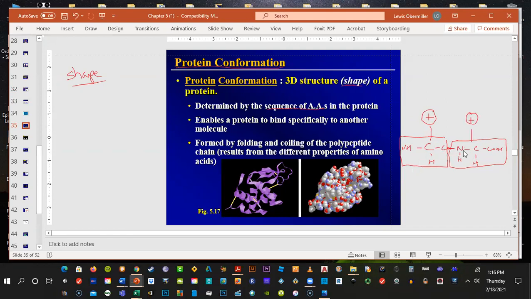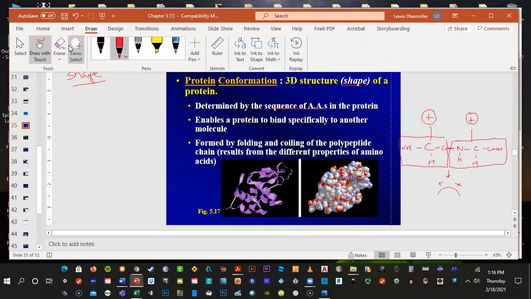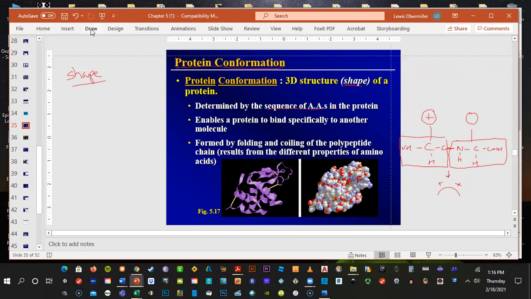What's going to happen to this protein? What will happen to this bond? Will it bend up or down? Bend down? Yeah, it's going to bend down. So it would end up having this sort of shape, right? Because two positives repel each other. So that's what would happen there. Now, what if I change this from a positive to a negative?